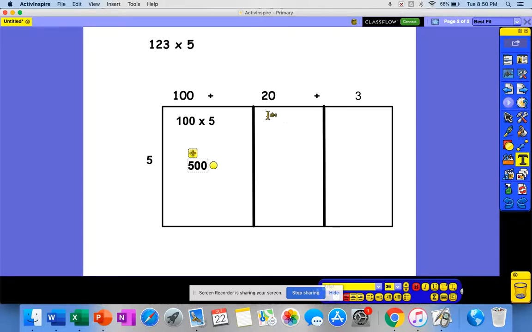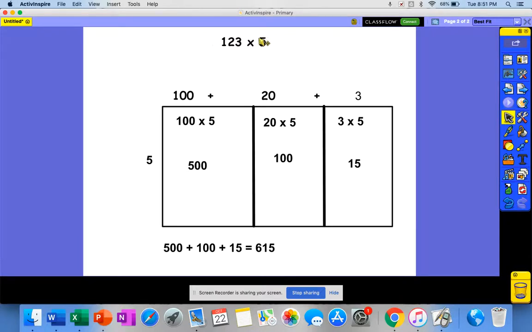It's very quick and easy. 20 times 5, and that is 100. And 3 times 5 is 15. Then we are going to add 500 plus 100 plus 15. So the answer to this problem is 615. Okay. So that is the 2 by 1 and the 3 by 1.